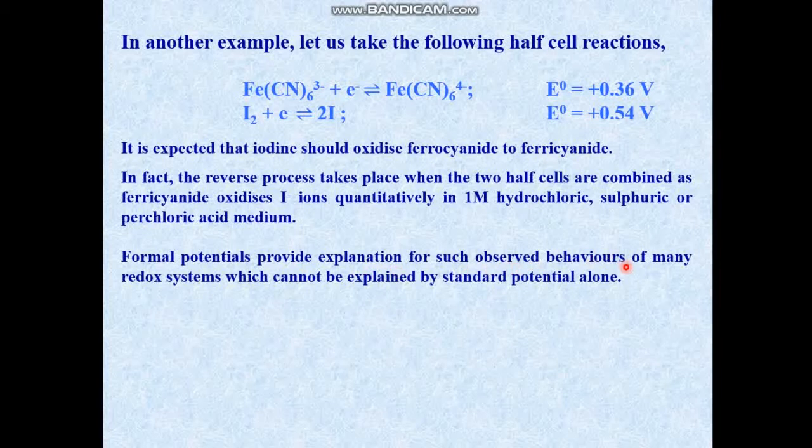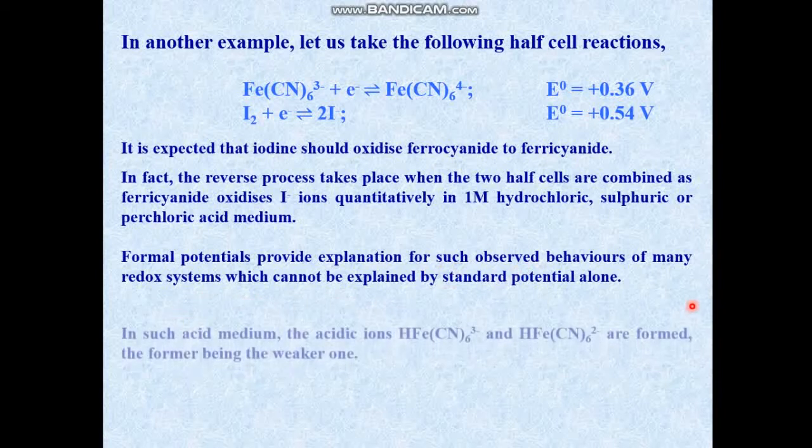So how would you explain these abnormalities? Formal potential can resolve these problems. In so many systems, these types of abnormalities are observed, which can be resolved from the aspect of formal potential. So formal potential provides an explanation for such observed behaviors of many redox systems which cannot be explained by standard potential alone. So what happens here?